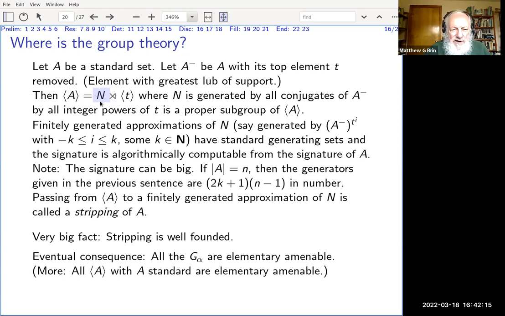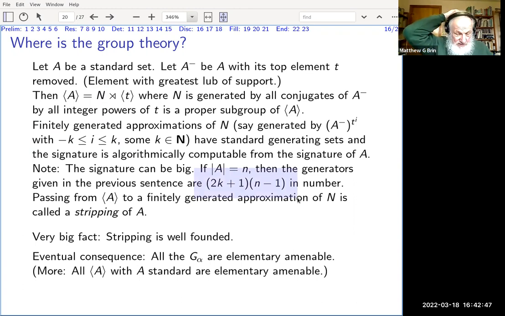Somehow we've gone from a larger group to a subgroup, and if we can say something nice about the normal subgroup, like it's elementary amenable, then the whole group will be elementary amenable. However, this is not finitely generated and has infinitely many generators. If you take finitely generated approximations by, say, conjugating over some range, you still have an enormous group with perhaps an enormous number of generators.